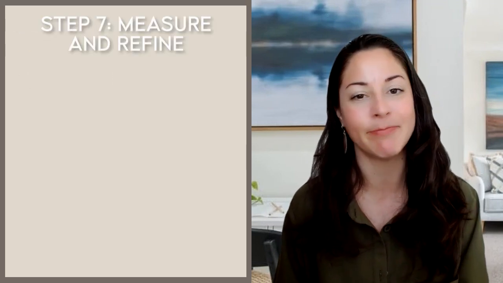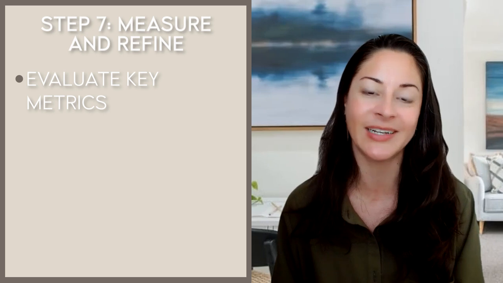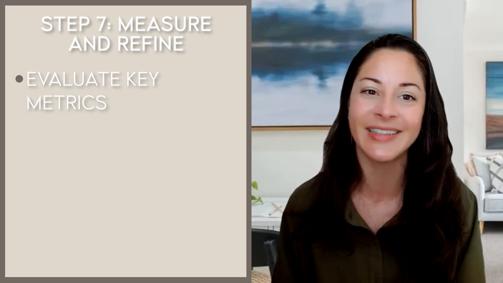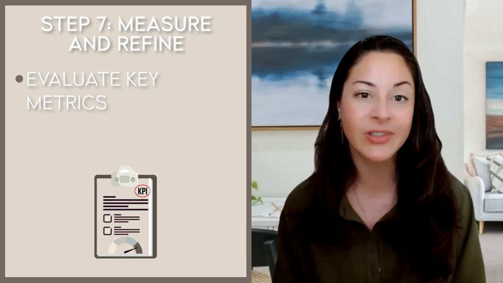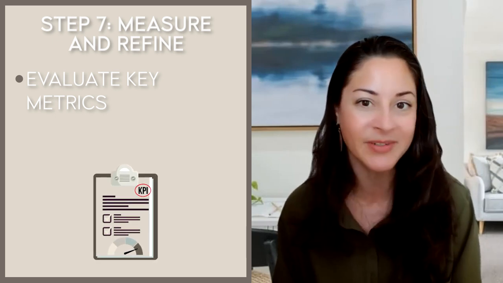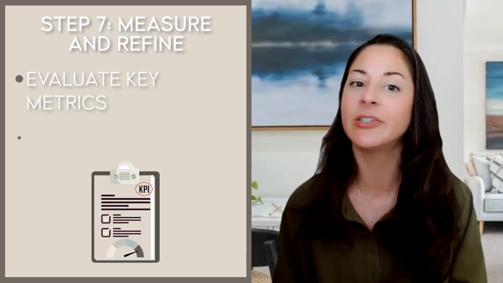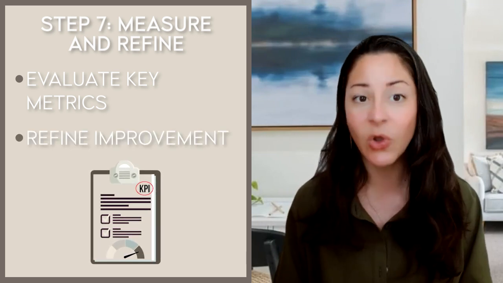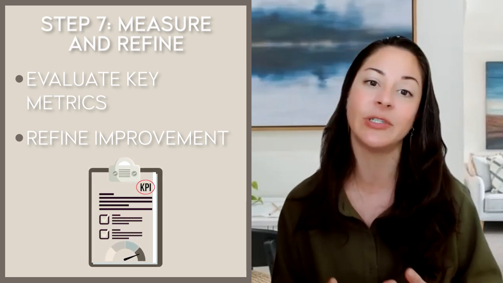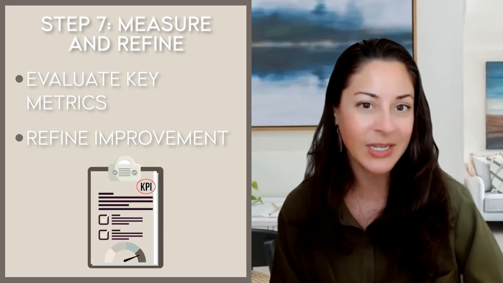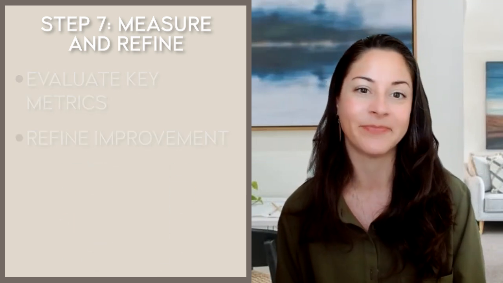Step 7 is measure and refine. You'll begin with evaluating key metrics. It's time to use those data analytics, aka your KPIs, your key performance indicators, to measure the impact of the prioritized 20% of elements on the success of your event. Next, you'll need to refine improvement. So, based on the insights gained, continually refine your strategies for future events. Adjust the 20% focus area as needed in order to optimize performance.